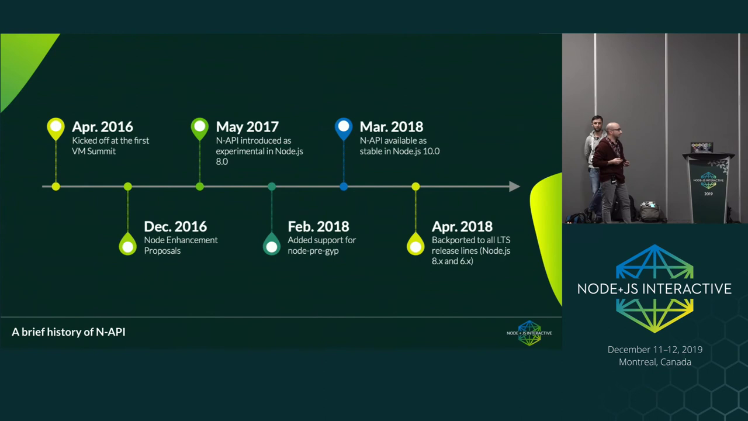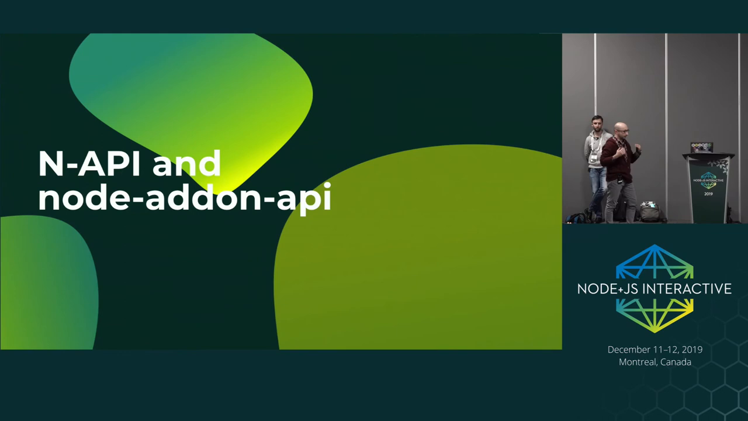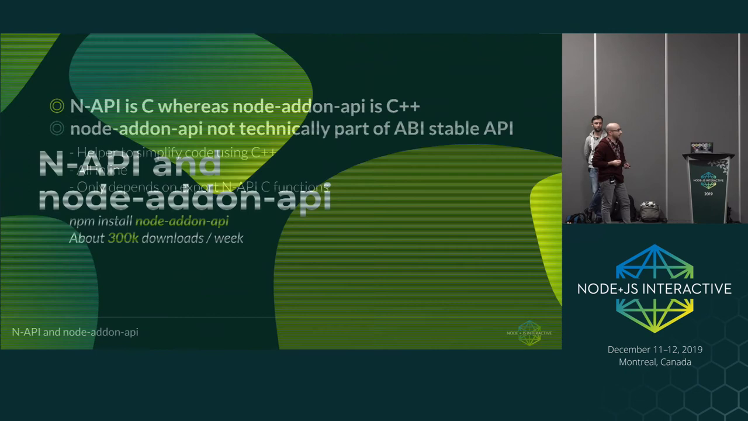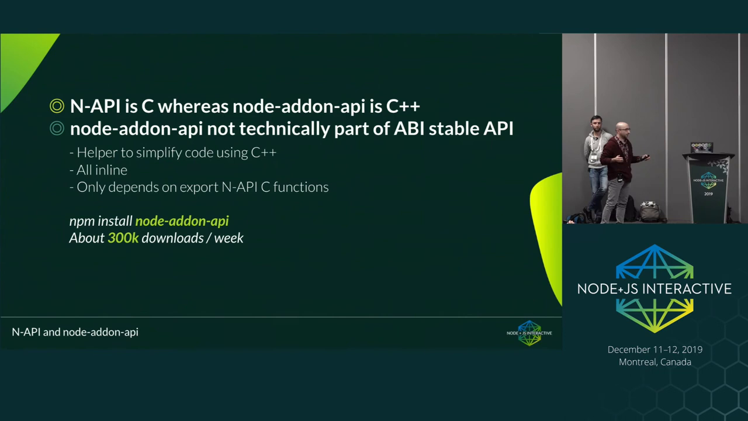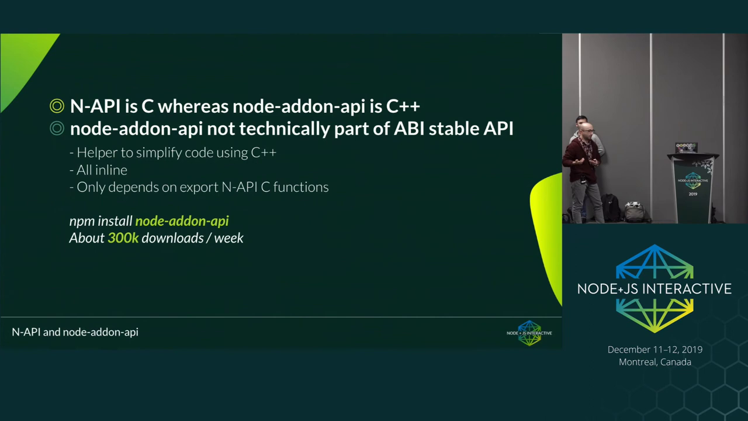If you want to create a native add-on using N-API, you have two choices. You can use the plain C API exported directly from the core of Node.js. You only need to include node_api.h in your code and start writing your native add-on. Or you can use node-addon-api, which is not part of the ABI-stable API, and is distributed through npm.